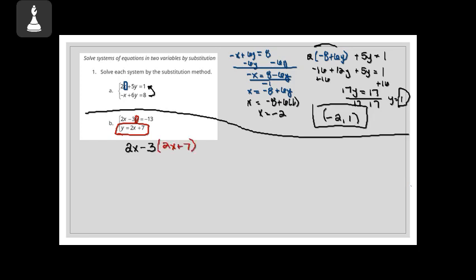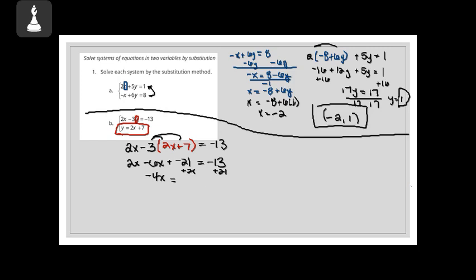So we'll distribute out. Negative 3 times 2x is negative 6x. Negative 3 times 7 is negative 21, equals negative 13. So if I add these two together, I get negative 4x. I need to add 21 to the other side. If I have negative 13 and I add 21, I'm left with 8. So negative 4x equals 8. When I divide by negative 4, x is negative 2.